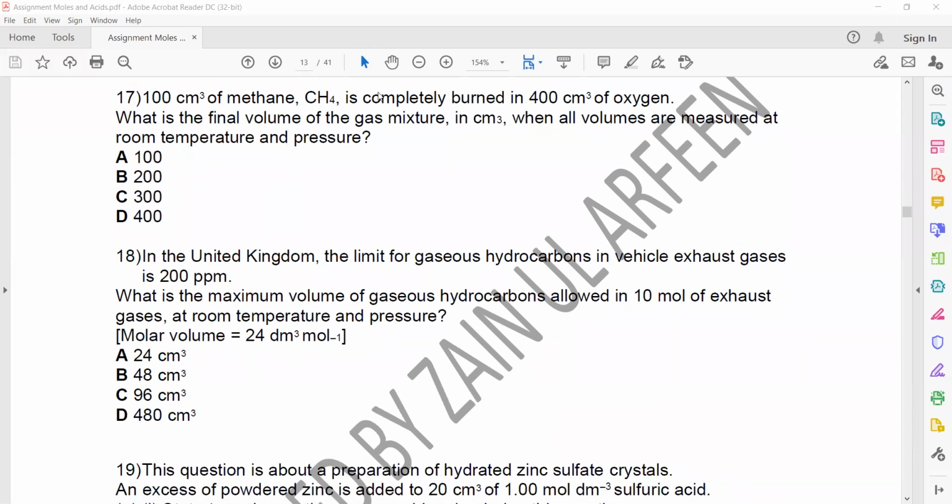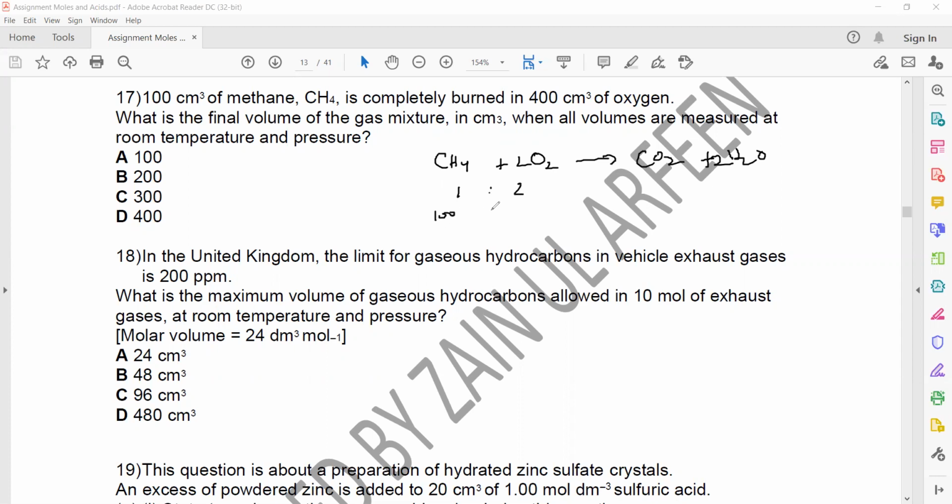In the next question, 100 cm cube of methane is completely burned in 400 cm cube of oxygen. What is the final volume of the gaseous mixture in cm cube? All the volumes are measured at room temperature and pressure. So first we'll write the balanced equation. Methane, which is CH4, burned in the presence of oxygen to give carbon dioxide and water. Carbon is already balanced, then we balance hydrogen by putting 2, and then oxygen 4 are there, so we put 2. So the ratio between methane and oxygen is 1 is to 2.